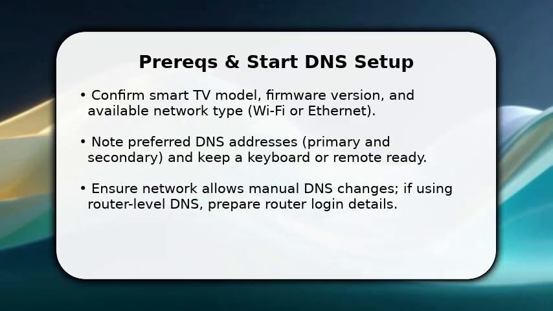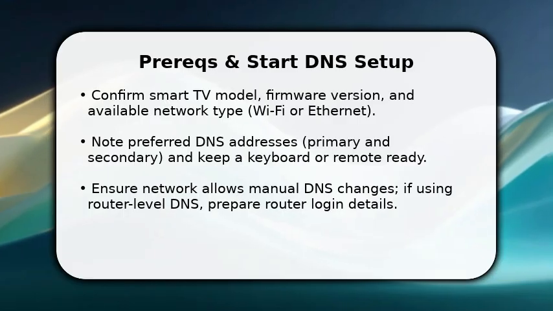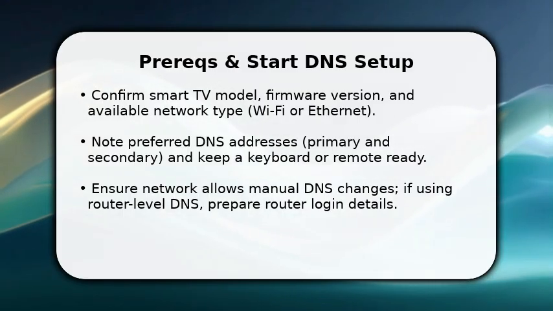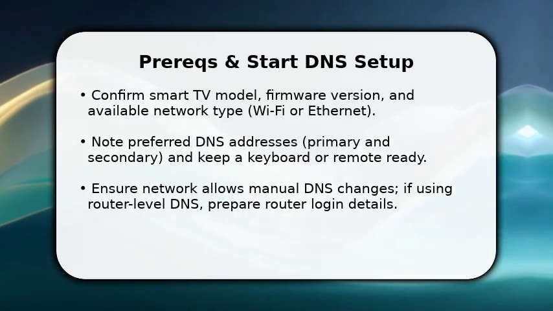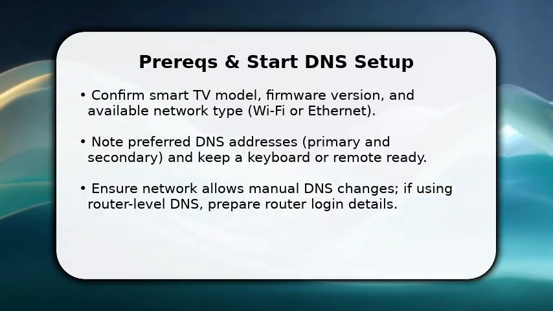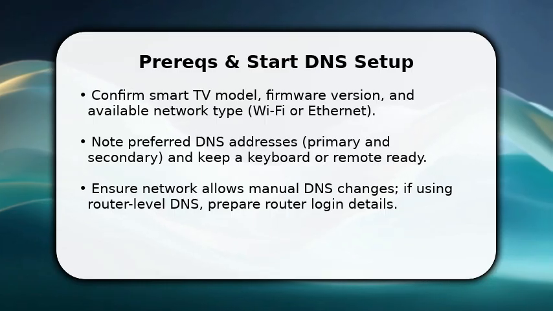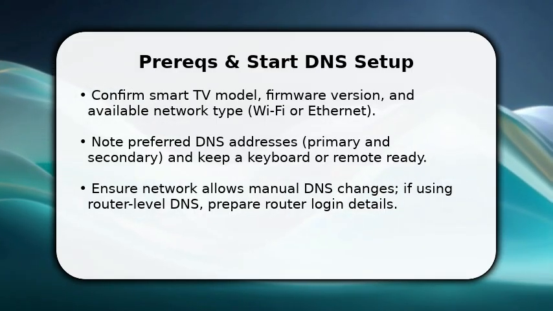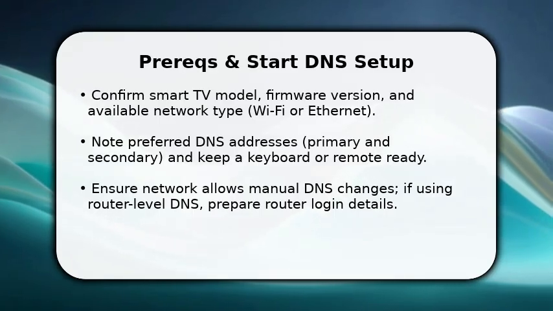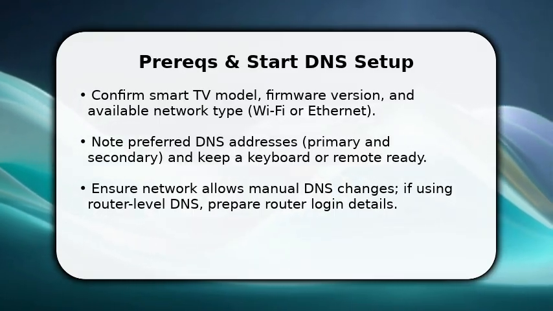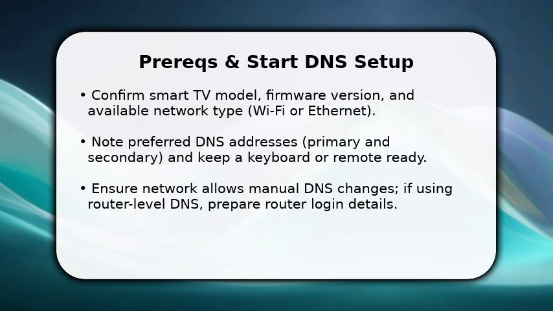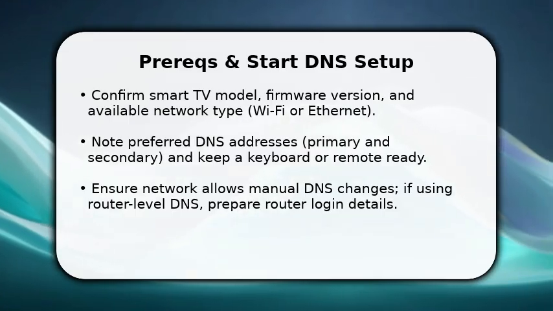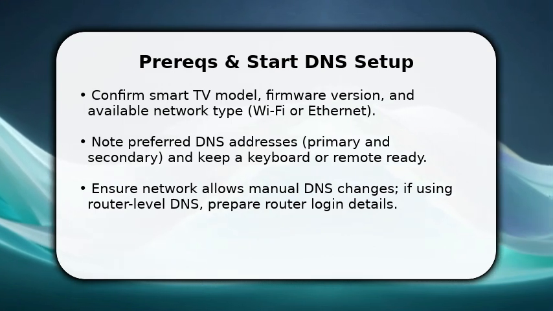You begin by checking prerequisites. Confirm your TV model and firmware, pick the network connection, and have the remote or keyboard ready. Once done, identify 2 DNS addresses you'll use and write them down so you can enter them quickly. Make sure the network allows manual DNS changes. If not, you'll switch to configuring the router instead. Don't delay. Move to the network settings now so you can change DNS on the active connection without interruptions.